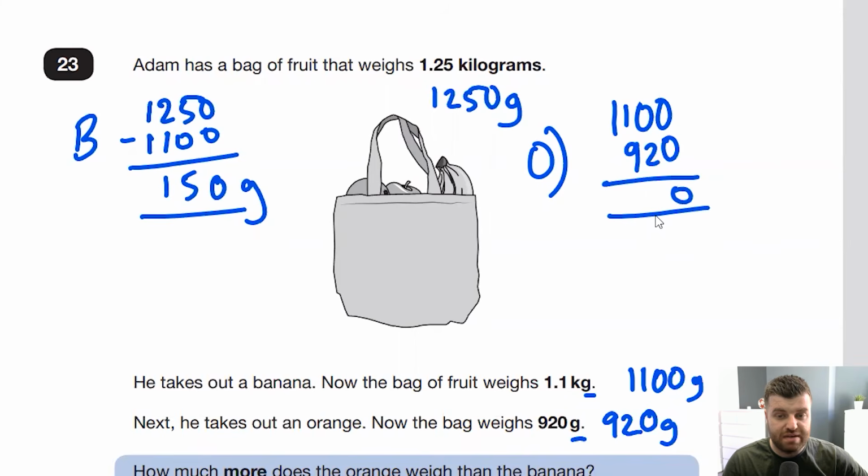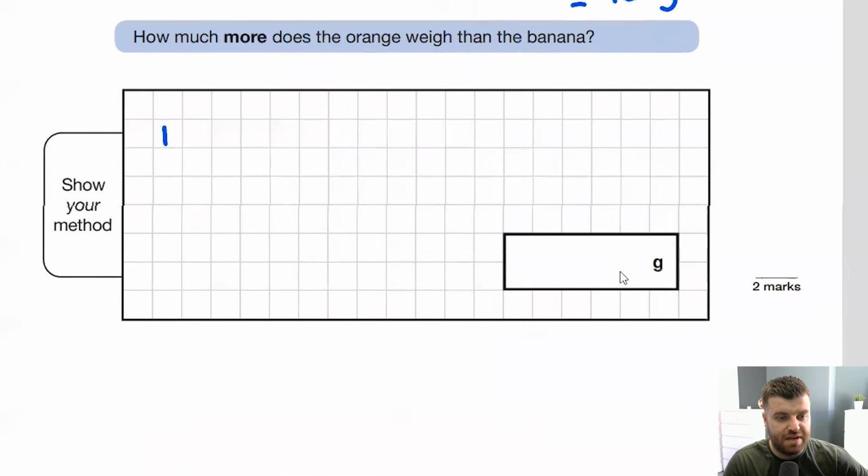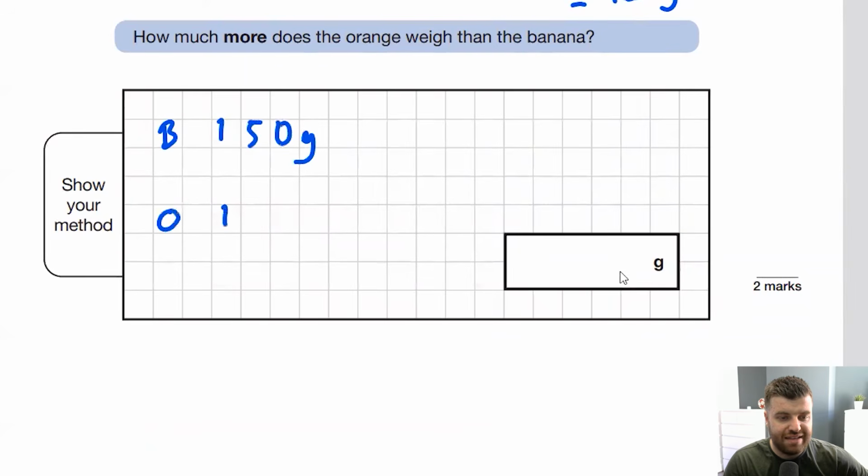0 take away 0 is 0. We're going to exchange here. 10 take 2 is 8. We have to exchange again. And 1. The orange was 180 grams. So now we know that the banana was 150. So let's put it in here. And the orange was 180.